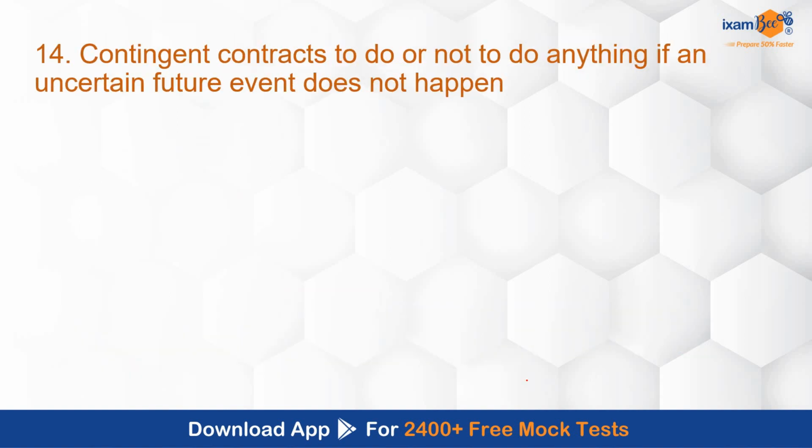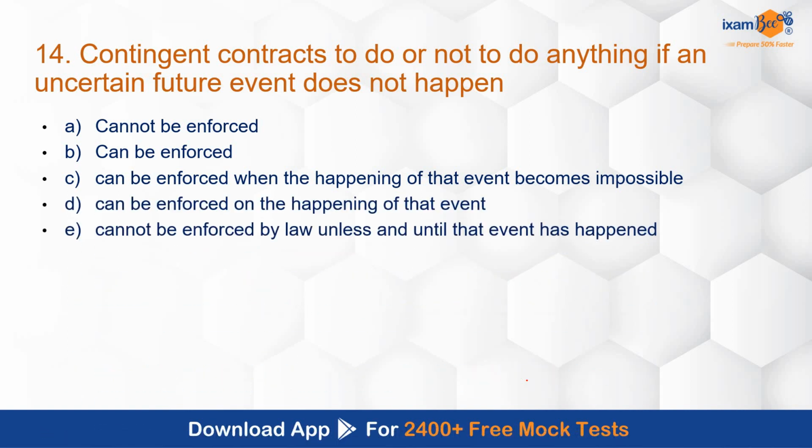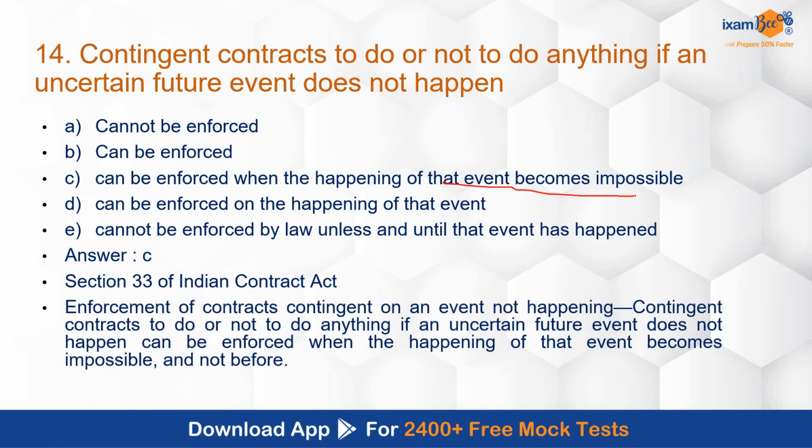Question number 14. Contingent contracts to do or not to do anything if an uncertain future event does not happen: cannot be enforced, can be enforced when the happening of that event becomes impossible, can be enforced on the happening of that event, cannot be enforced by law unless and until that event has happened. The correct answer here is C. It can be enforced when the happening of that event becomes impossible. This is given under Section 33 of the Indian Contract Act, enforcement of contracts contingent on an event not happening. Such contracts can be enforced when the happening of that event becomes impossible and not before.